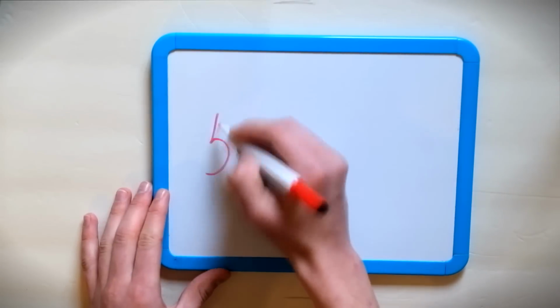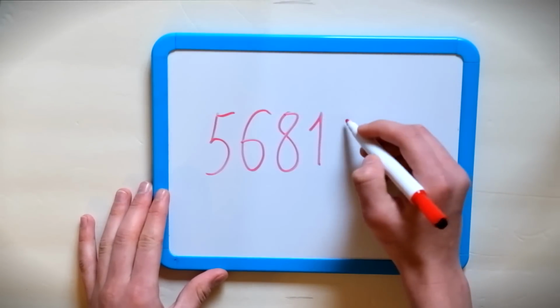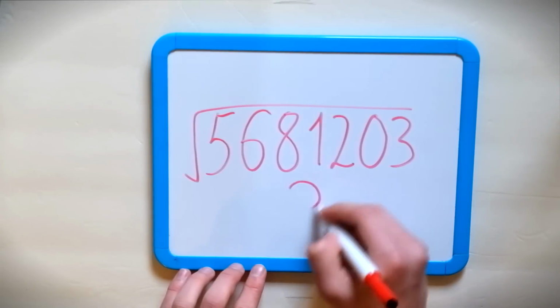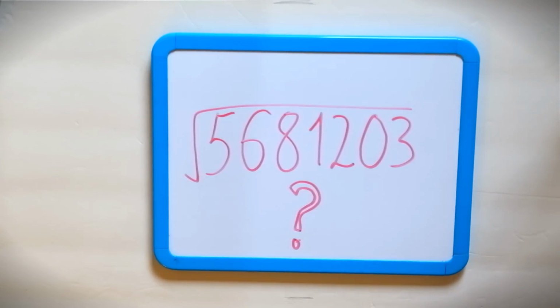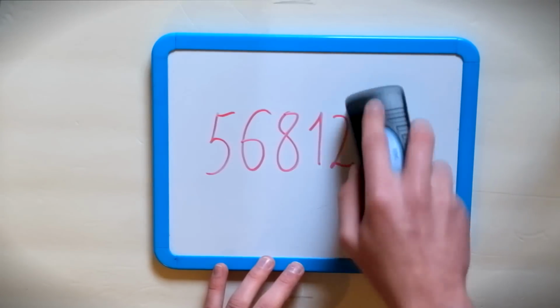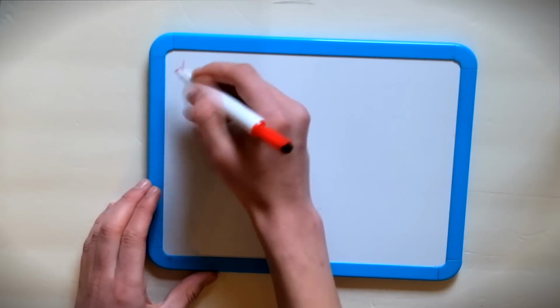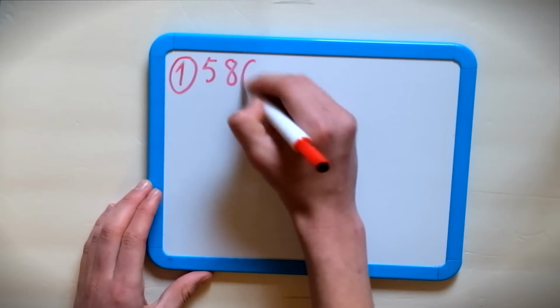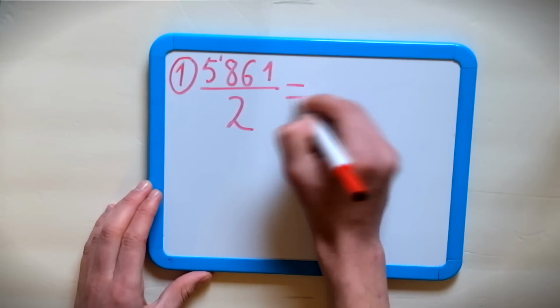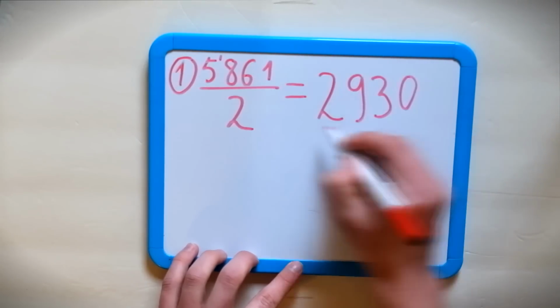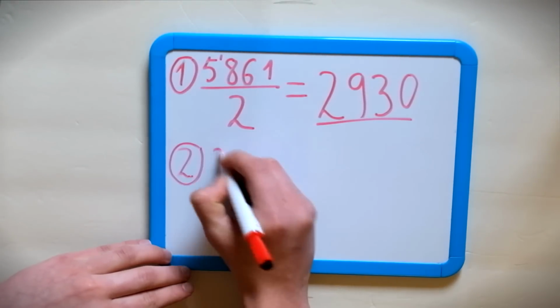Let's say we have a number 5,681,203, and we need to take the square root of this number. As you remember, the first thing we do is omit the last 3 digits of the number. Now we're working with 5,681. In step 1, we divide. Since this number is between 2 million and 6 million, we divide it by 2. The result is 2930.